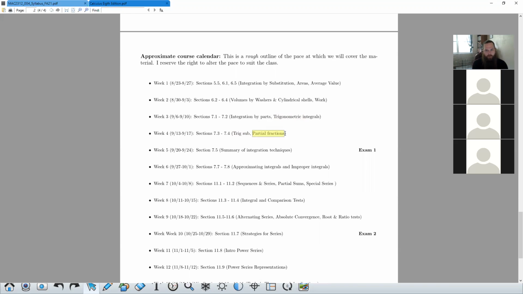And then partial fractions, this is something we used to teach in pre-calculus. It's a purely algebra process that you use to split complicated rational functions, ratios of polynomials, into simpler rational functions. This is also something that folks tend to have a little bit of a hard time with. So all these sections that are coming up, they're tricky. So be ready to really, really work.